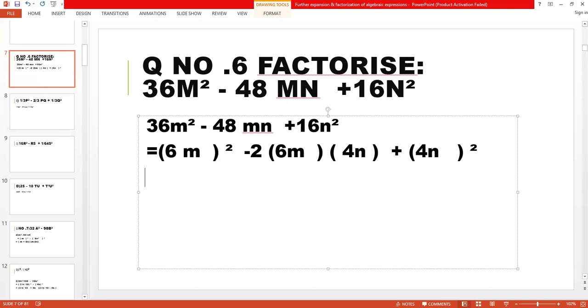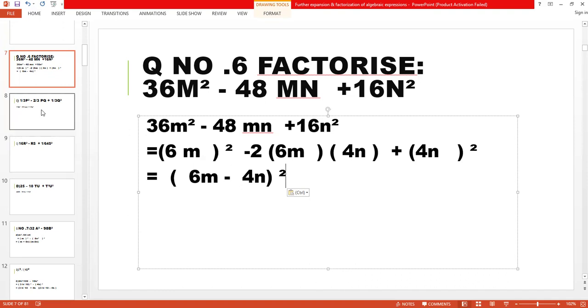Now you just have to write that it is a perfect square, but perfect square of which number? Here you have to write, in the first place, 6m, and in the center you put a negative sign because here we have negative. And then you have to write the second term, that is 4n. And then you have to take the whole square. This means (6m minus 4n) whole square. This is the answer, and this is the factorization of question number 6 part A.